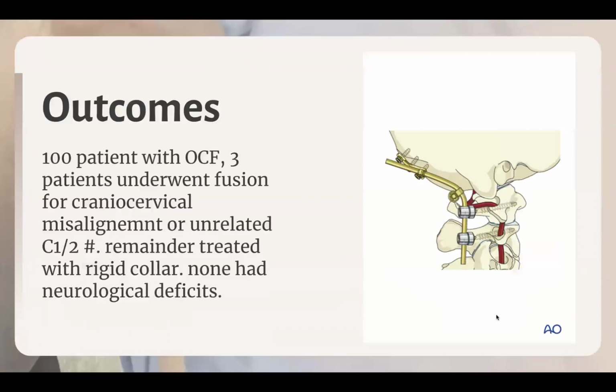And in terms of outcomes, there's a study that looked at 100 patients with occipital condyle fractures where three underwent fusion because of craniocervical misalignment or other C1-2 fractures. And the remainder of the patients, 97 of them, were treated with just rigid collars. And none of them developed neurological deficits or delayed instability after the follow-up period. And this picture on the right just shows a form of occipital cervical fusion.